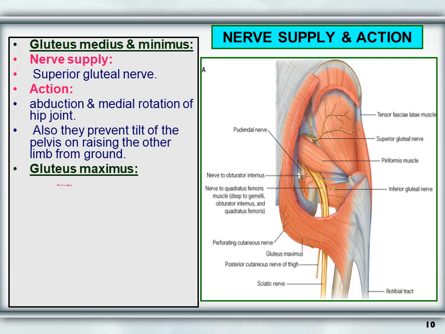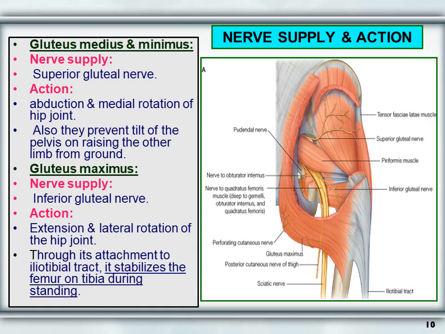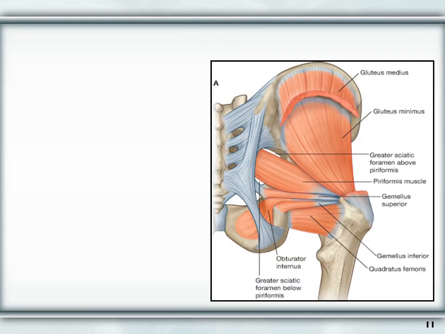The gluteus maximus is supplied by the inferior gluteal nerve. Its main action is extension and lateral rotation of the hip joint. Through its attachment to the iliotibial tract, it stabilizes the femur and tibia during standing.